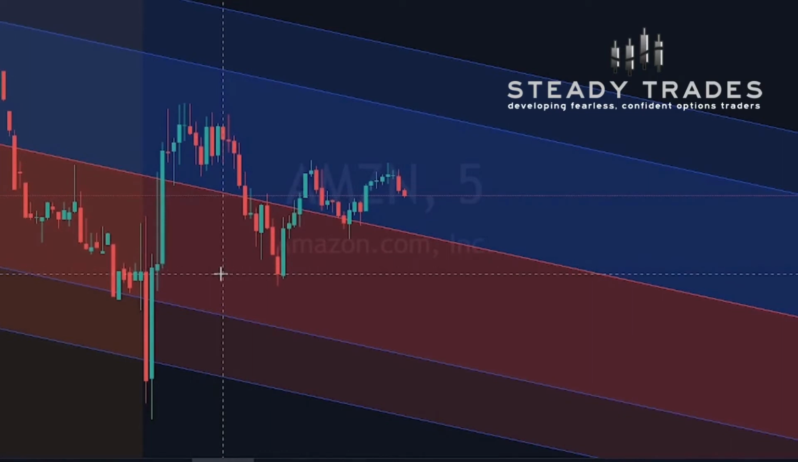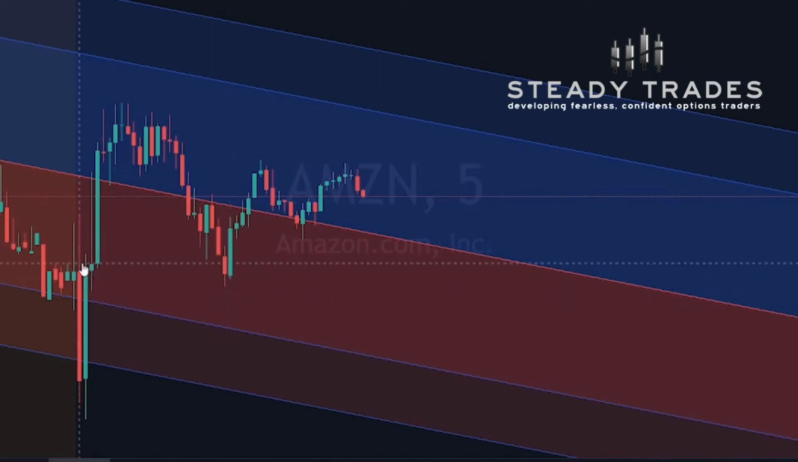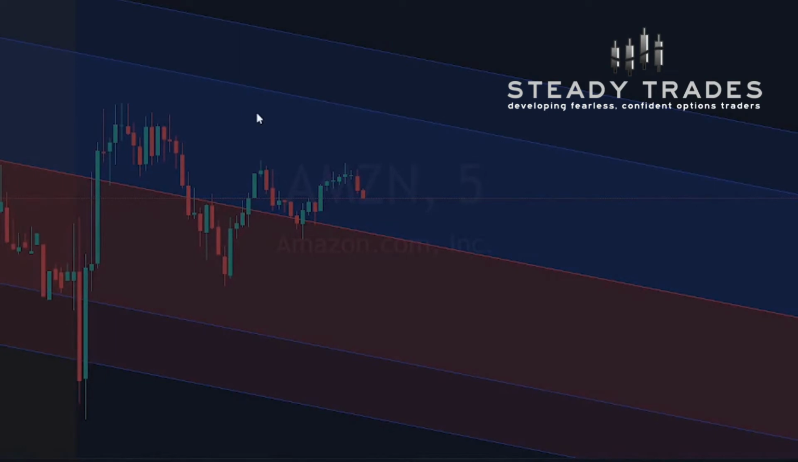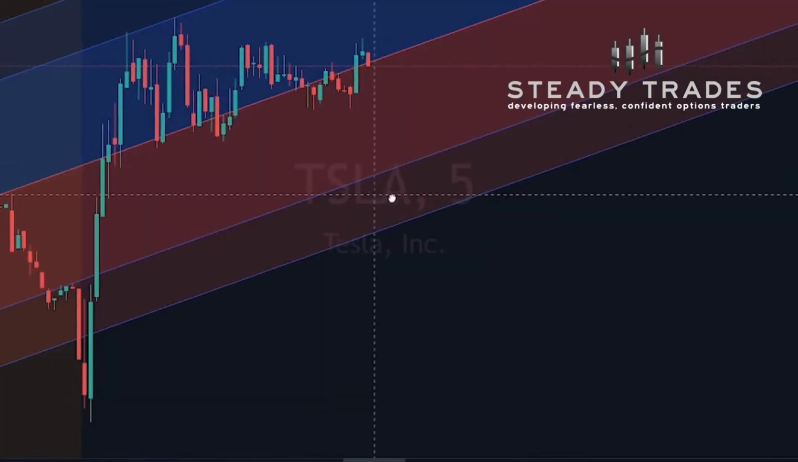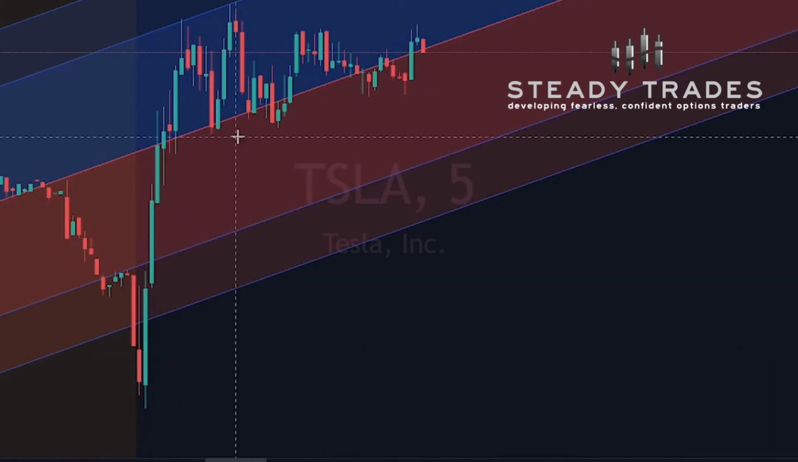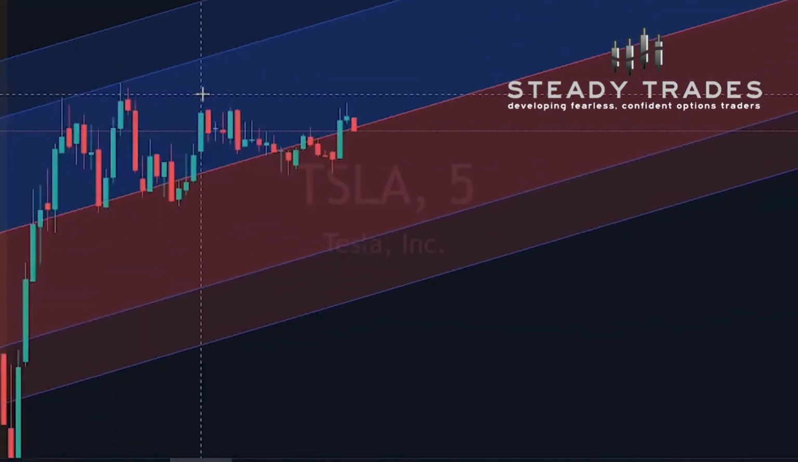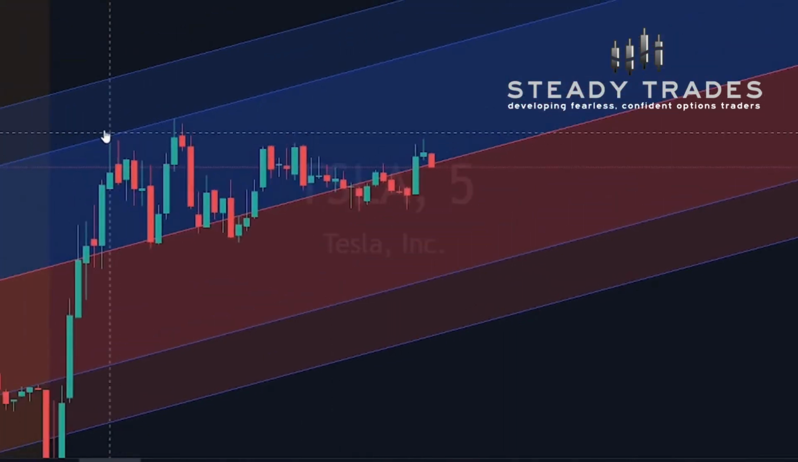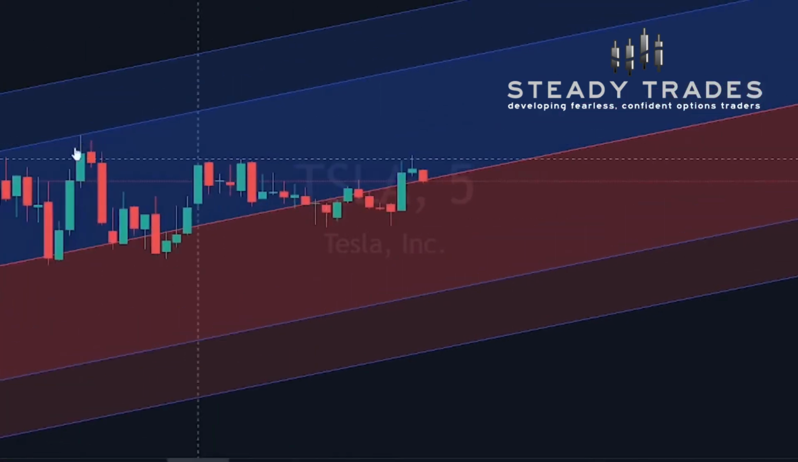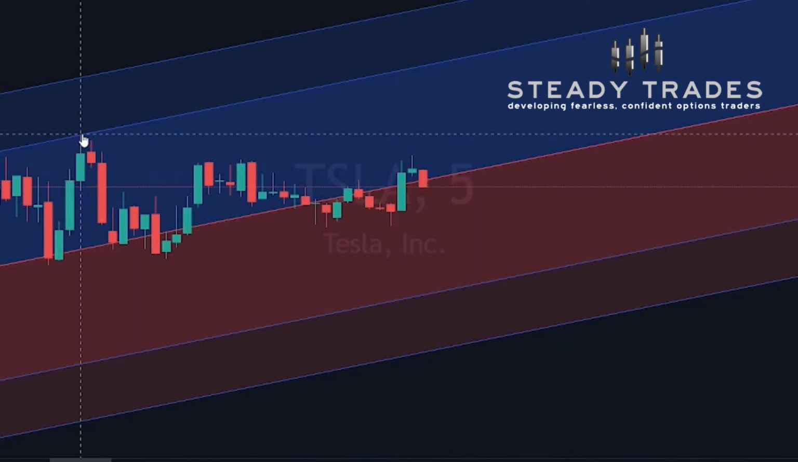So Amazon today, it opened massive red candle way under and immediately it retraced back up. Tesla, same story. Opened way under, immediately retraced back up. And as you can see, as it touches the third deviation, barely breaking in, it's a massive selling wick on that candle and it comes back down. Look right here, perfectly touches the third deviation, but it doesn't break above.